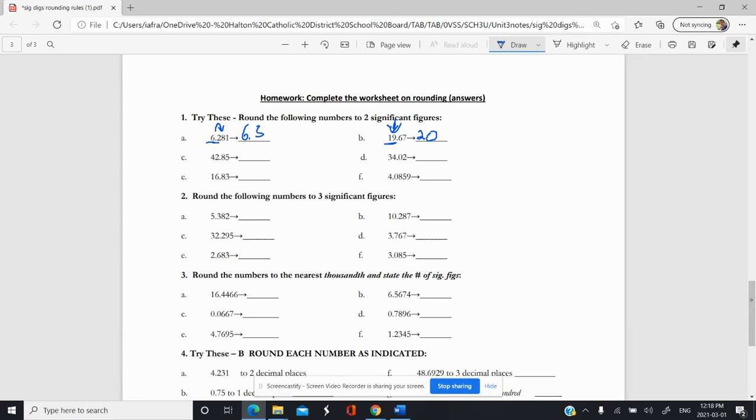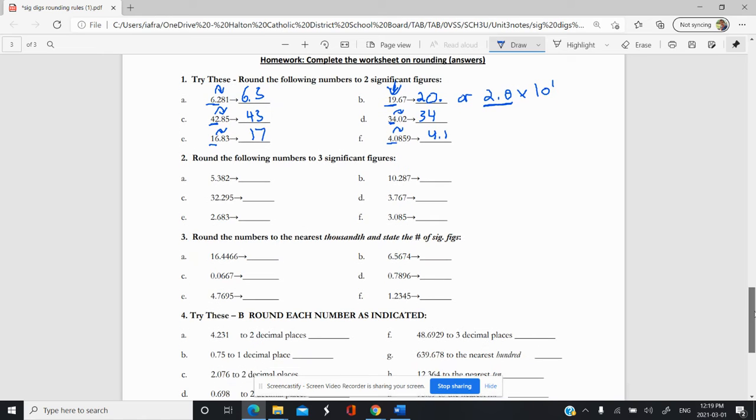Now, this is one significant figure, so to really make sure we have 2, we have to put that point there, or you could say 2.0 times 10 to the power of 1 in scientific notation, because everything is significant over here. Here, let's see, we're going to have 2 significant figures. We look next door, we round up to 43. Here, 2 significant figures. Look next door, we round down to 34. 2 significant figures. Look next door, round up to 17. 2 significant figures. Look next door, round up to 4.1.